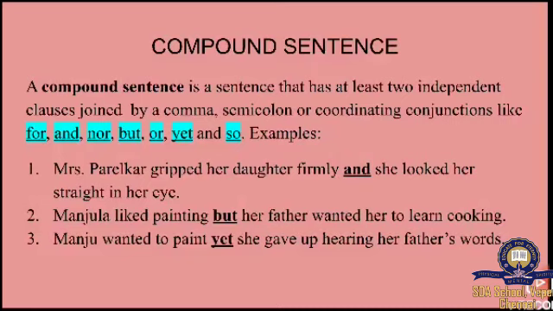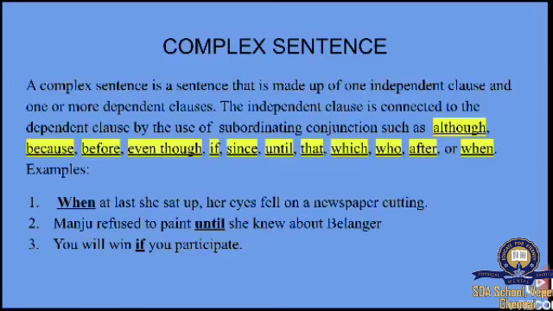So, compound sentence is nothing but combining two independent clauses and making them a single sentence. So I hope you are clear with compound sentence. Moving on, next we are going to see what is a complex sentence. A complex sentence is a sentence that is made up of one independent clause and one or more dependent clauses.